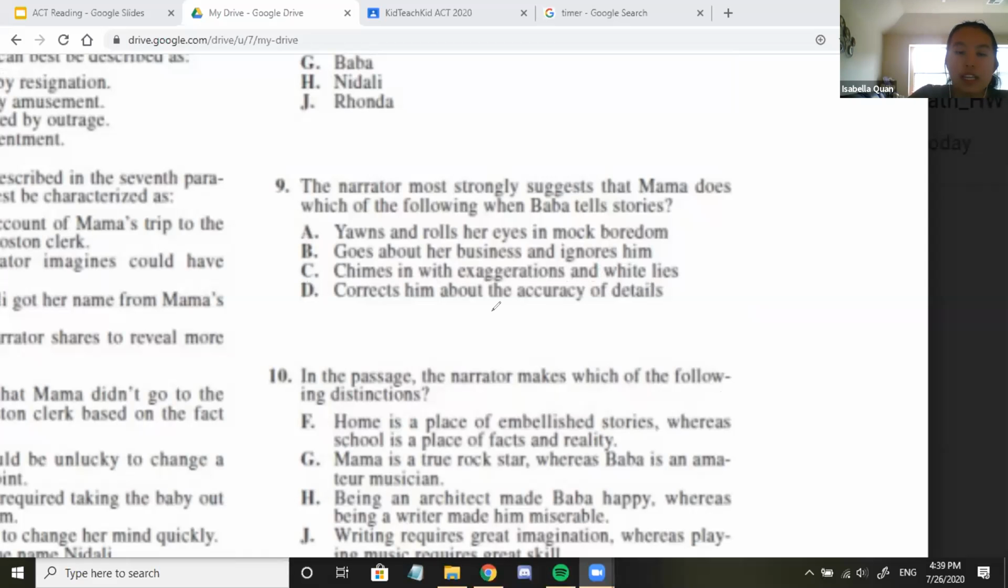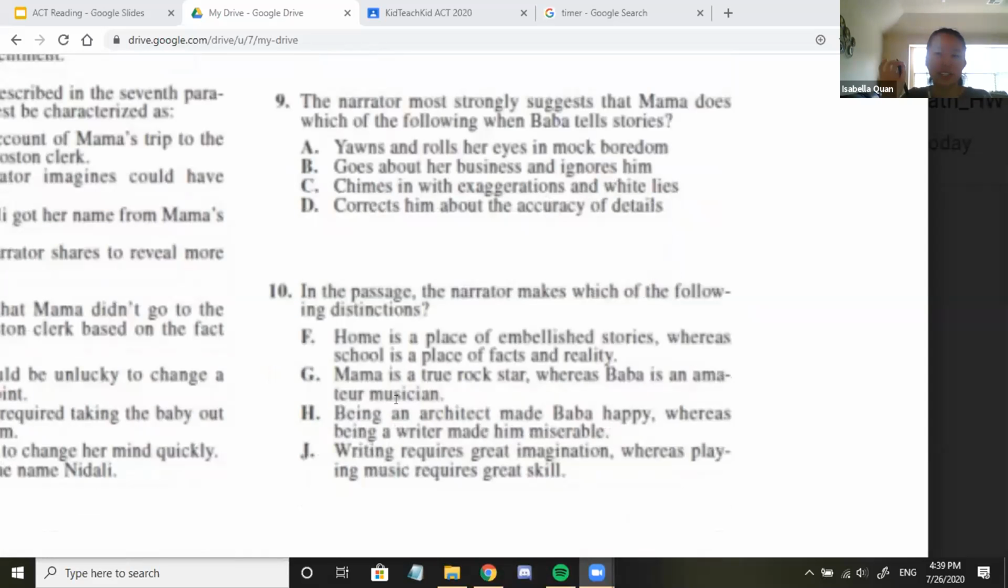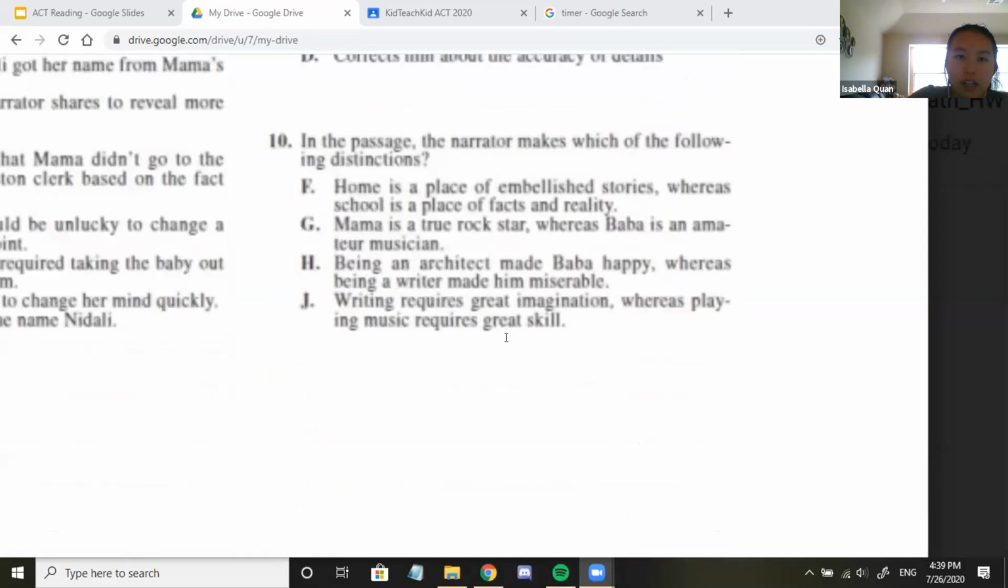And the last one, in the passage, the narrator makes which of the following distinctions? This one's actually a very, very small detail, but it's not G. Her dad is not a musician. Definitely not H because if anything, it's the other way around. Dad wants to be a writer. He doesn't want to be an architect. And there is like no indication of music. So by process of elimination, it would probably be F.